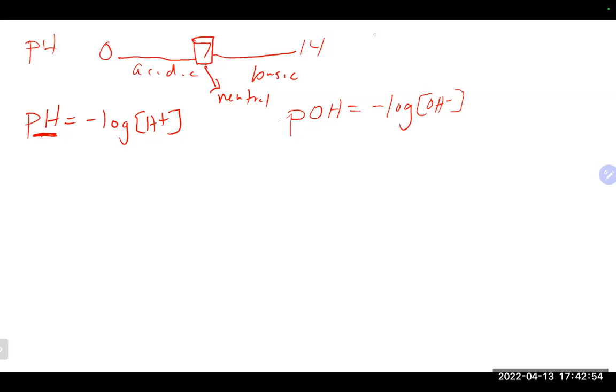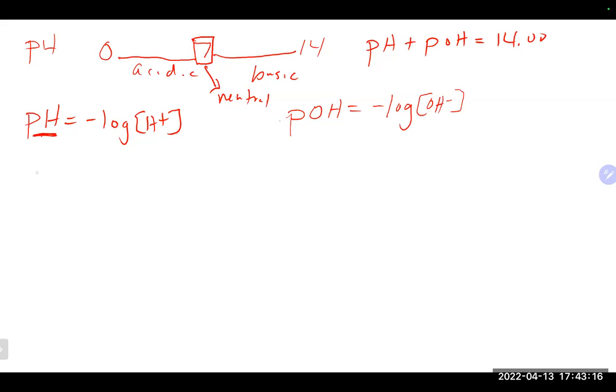The nice relationship between those two is that the pH plus the pOH is equal to 14, which can help you calculate things a little bit quicker. If you're just given the OH minus concentration, you get the pOH, so basically subtract from 14, and you have the pH very quickly, and obviously vice versa.